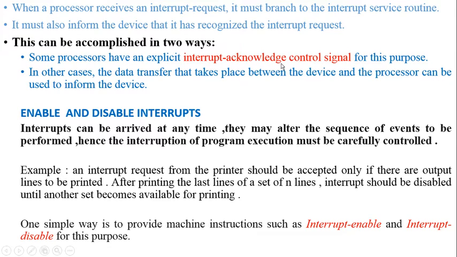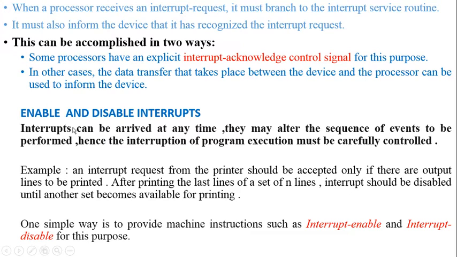Some processors use an interrupt acknowledgement mechanism. That is, whenever a processor is ready to accept an interrupt request, then after recognizing the interrupt request, the processor sends a special acknowledgement signal back to the device, indicating that the processor accepts its interrupt request and is going to execute it next. In other cases, the data transfer that takes place between the device and the processor can be used to inform the device. That is, whenever a data transfer starts between the processor and the device, the device understands that its interrupt request is accepted by the processor. That is why this data transfer is taking place now.